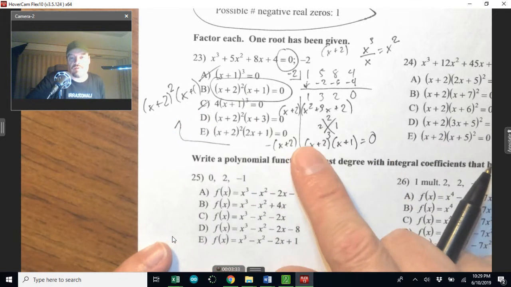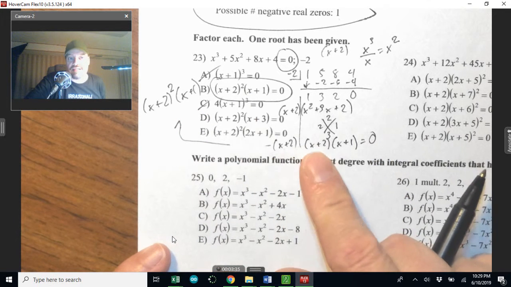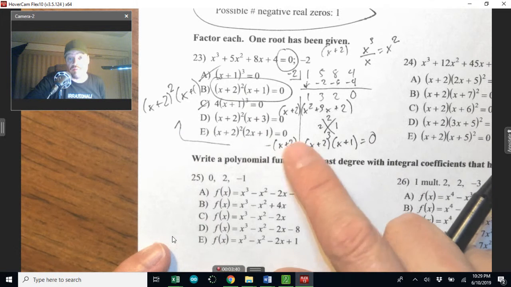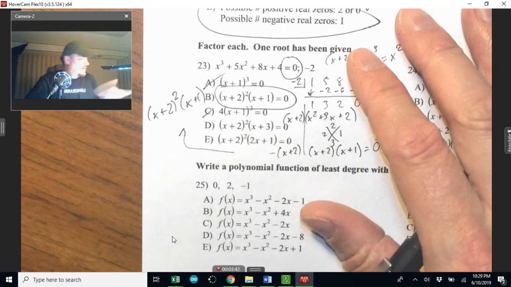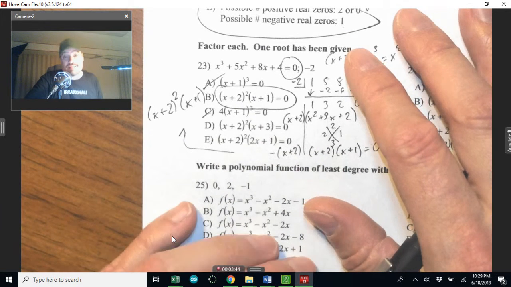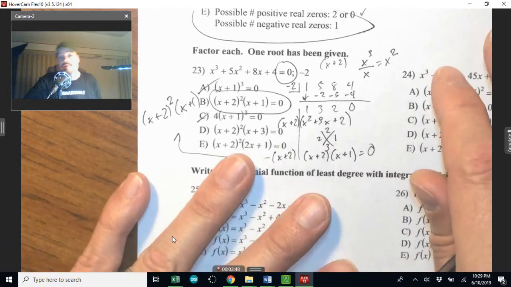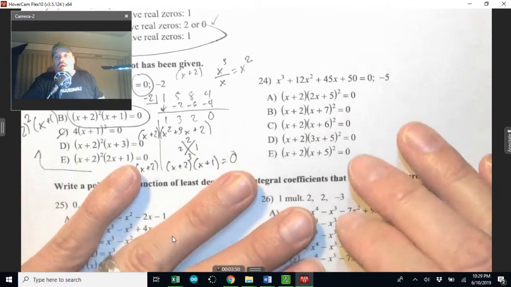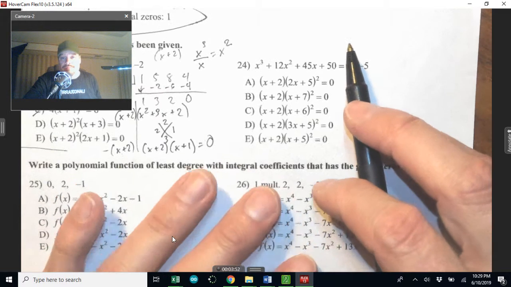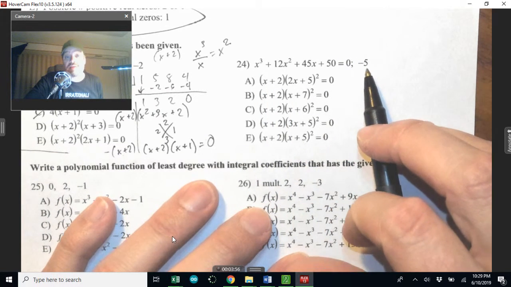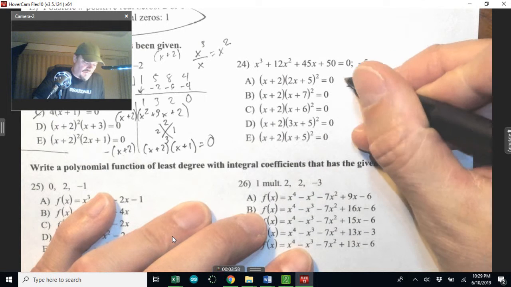Okay, so this means that there's a multiplicity of 2 at x = -2. The parentheses show up twice. So this means, again, that there's a bounce that occurs with this particular polynomial. All right? So over here we have x to the third, blah, blah, equals 0, and -5 is a root. So we're going to throw in -5.